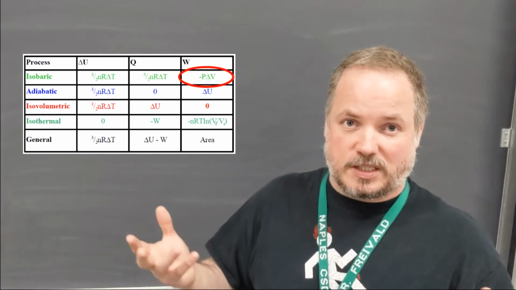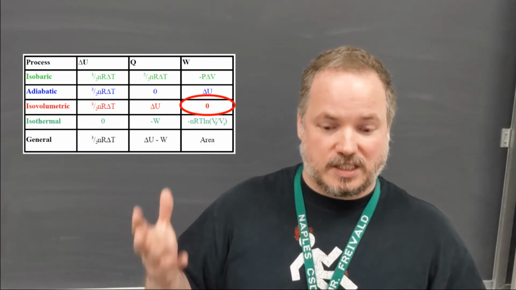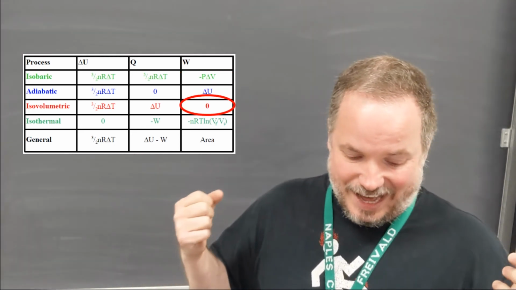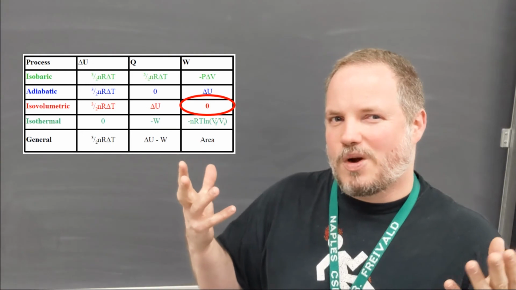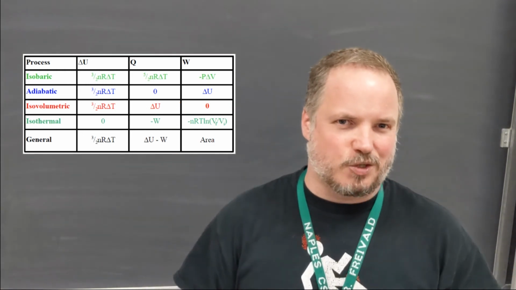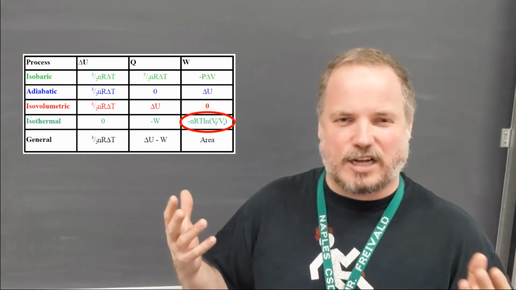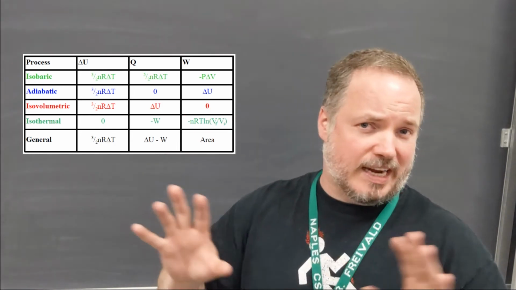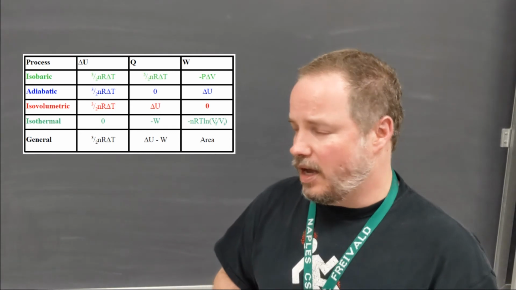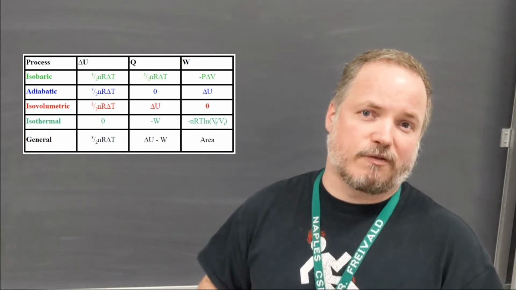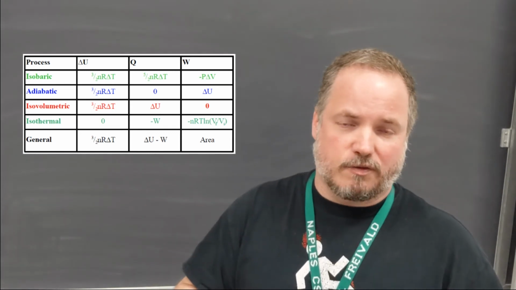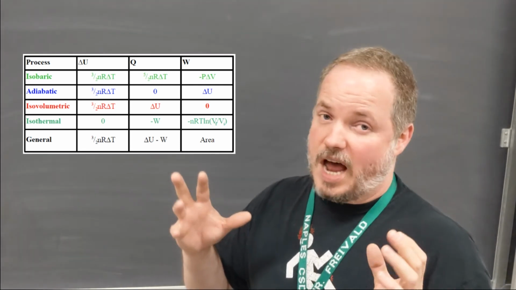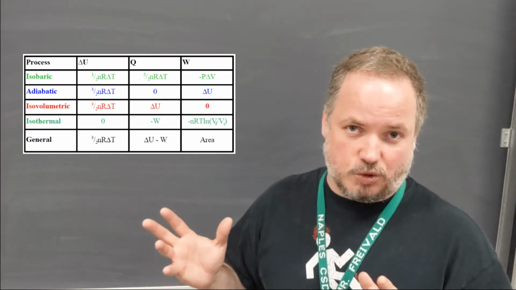Skipping over to work, for isobaric you've got minus P delta V. For an isovolumetric you've got 0, right? For an isothermal process you have minus nRT natural log of final volume over initial volume. That comes from calculus, and we're not going to get into where that comes from. You're not going to have that memorized either. If you need it, you can look it up in the book for a problem set problem. It's not going to come up on the AP exam as something that you have to know.